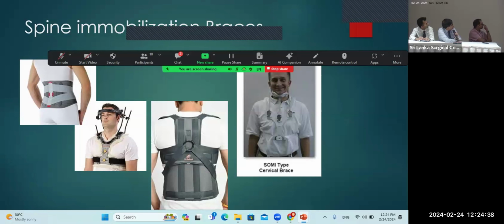The second one is kind of a halo type of stabilizer that will stabilize the cervical spine. Again, the lower part will support the chest, the upper part encircles the head, and the bars joining them stabilize the cervical spine. Right. The third one is a thoracolumbar corset. That will immobilize the thoracic spine as well as the lumbar spine. So if there's an injury involving the thoracolumbar junction or lower thoracic spine, you can use that.